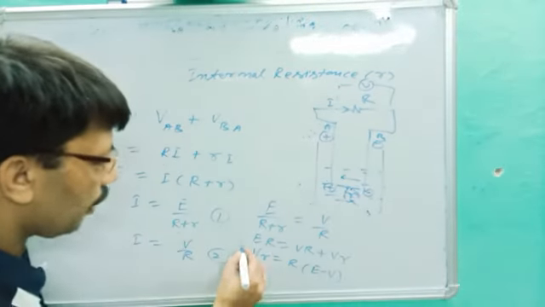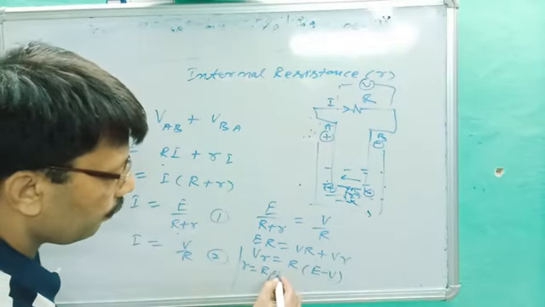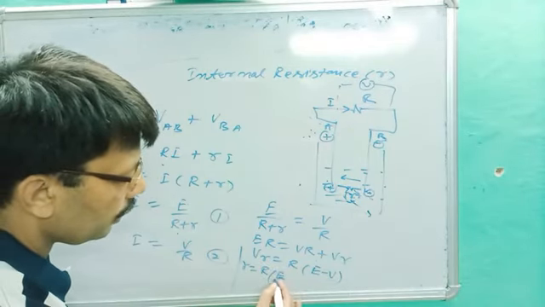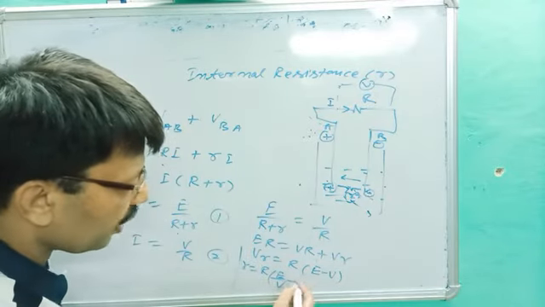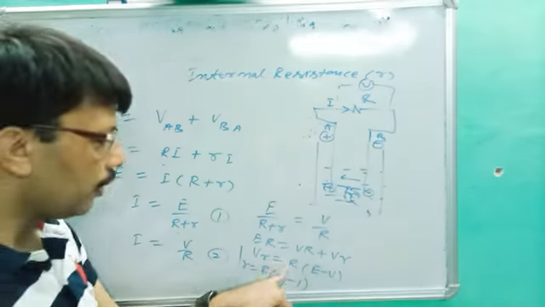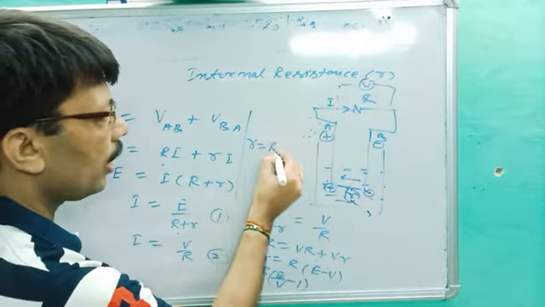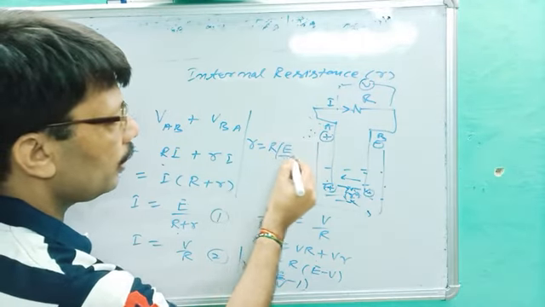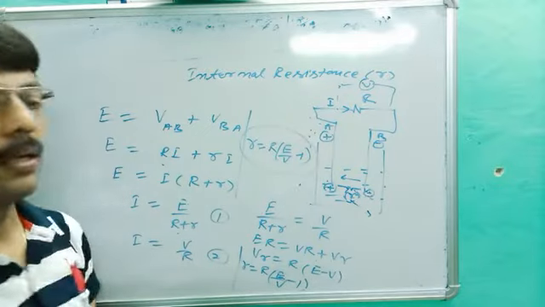So what is small r? Small r is equal to capital R, E upon V minus V upon V, which becomes 1. So the answer becomes small r is equal to capital R, E upon V minus 1. So what is internal resistance? Small r is equal to capital R, E upon V minus 1. This is all about your internal resistance.